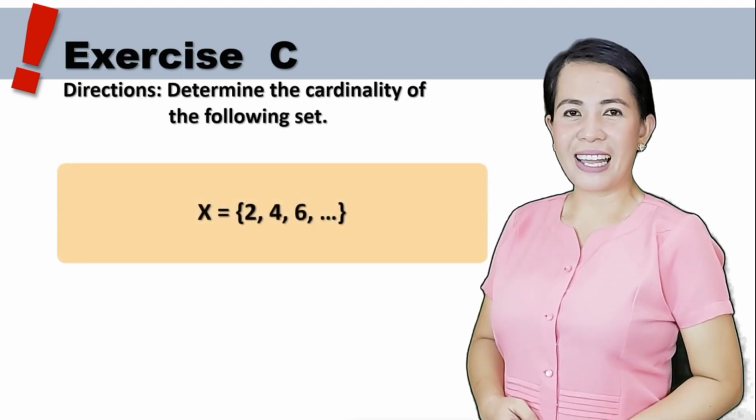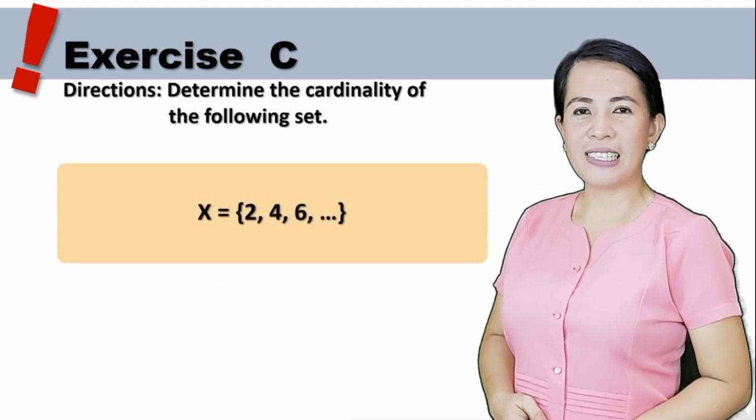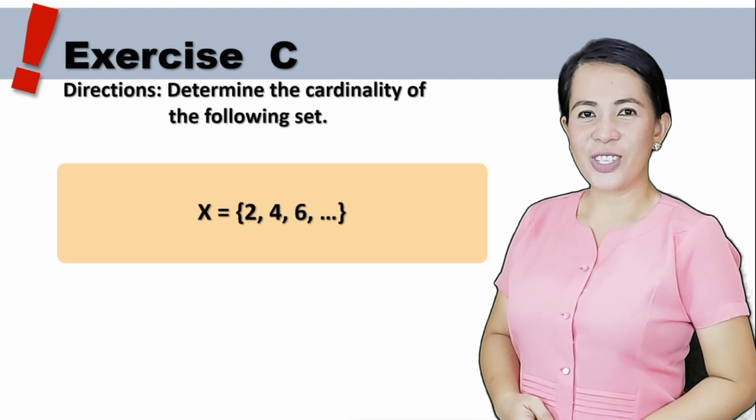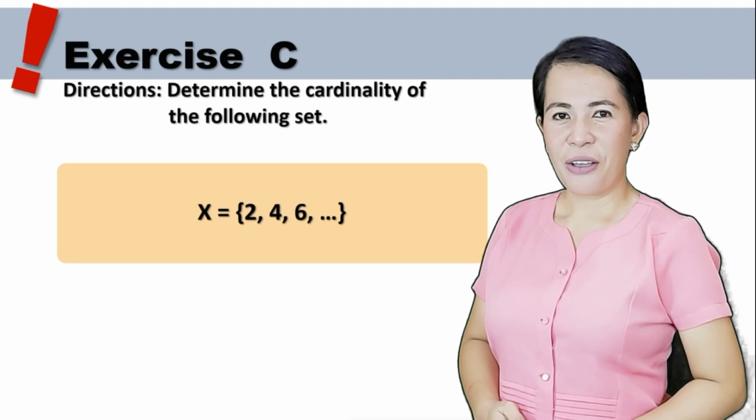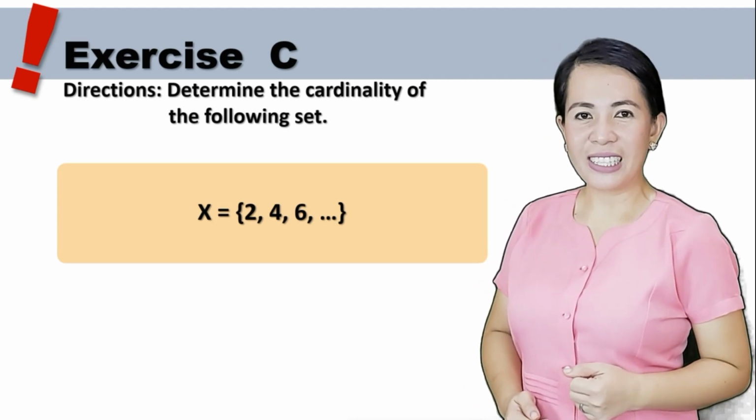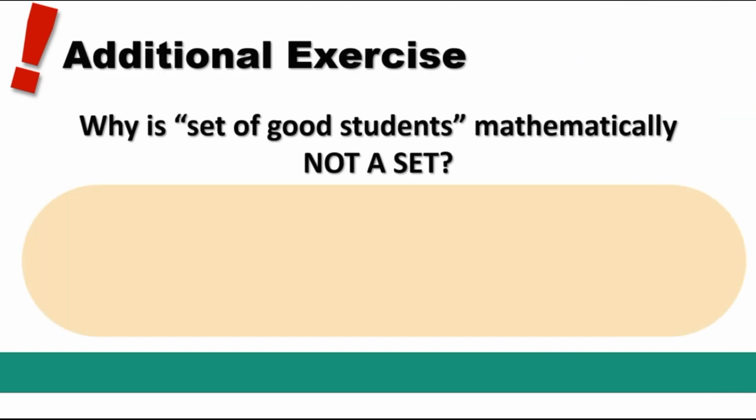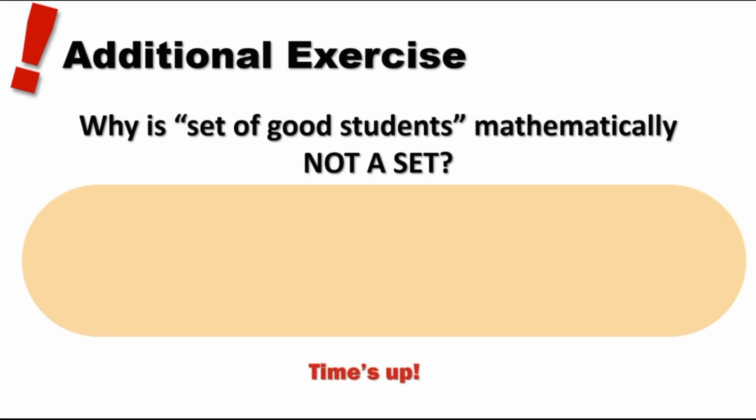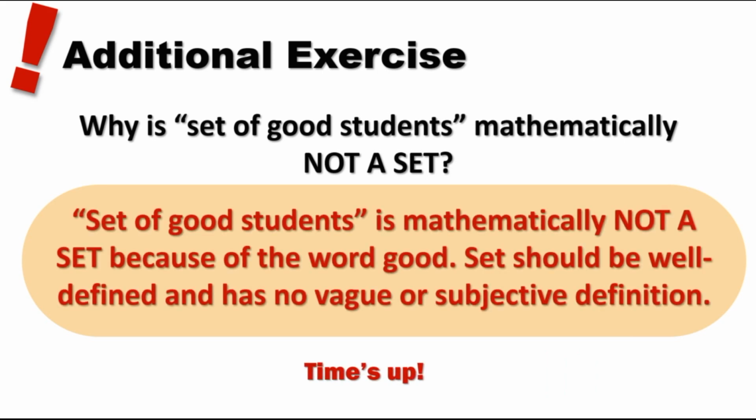How about set X that contains 2, 4, 6, and so on? What is its cardinality? Very good. Its cardinality is infinity. Additional exercise. Why is a set of good students mathematically not a set? A set of good students is mathematically not a set because of the word good. A set should be well defined and has no vague or subjective definition.